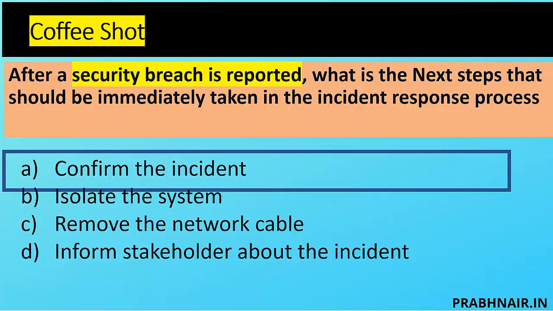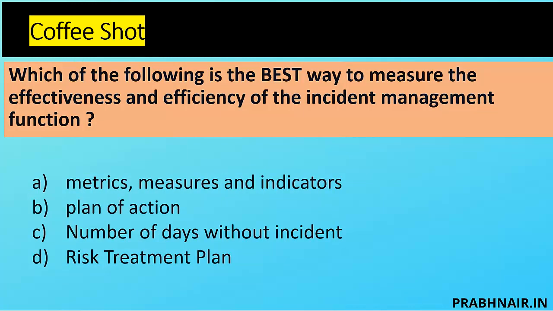Okay. So which of the following is the best way to measure the effectiveness and efficiency of the incident management function? The keyword is talking about best for a particular situation, which is called effectiveness and efficiency. So option A, metrics, measures and indicators. Option B, plan of actions. Option C, number of days without incident. And option D, risk treatment.